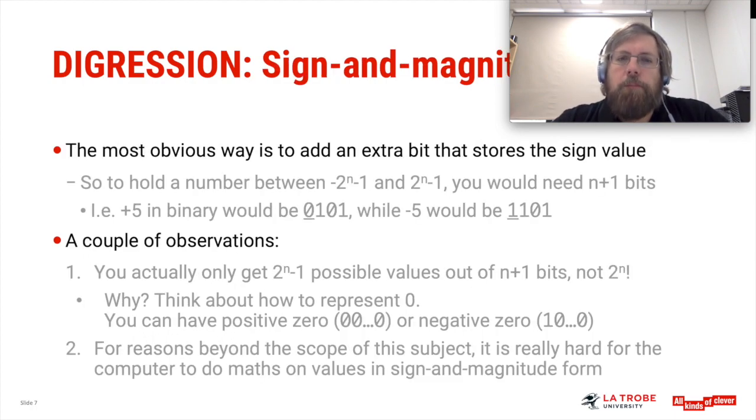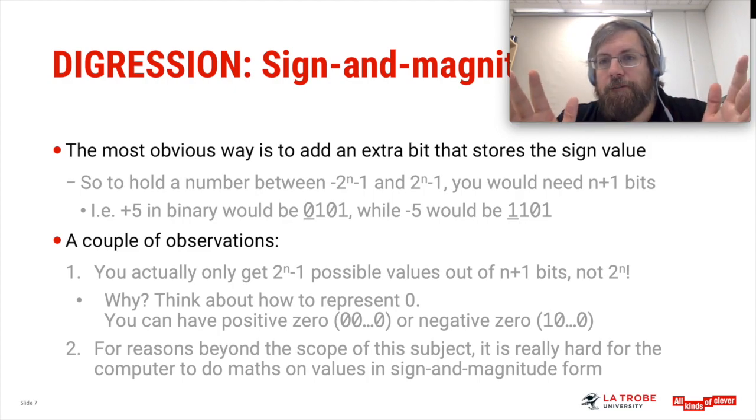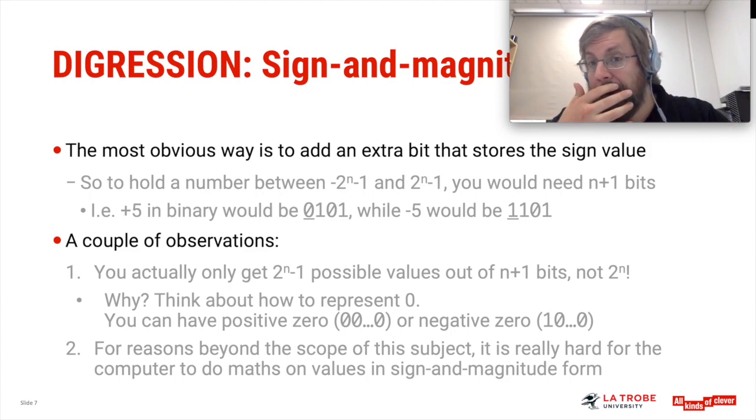So the most obvious way is just to add an extra bit that represents the sign. This is called sign and magnitude form. So to hold a number between negative 2 to the n minus 1 and positive 2 to the n minus 1, you would need n plus 1 bits: n bits to hold the magnitude of the number, and one more bit to hold the sign.